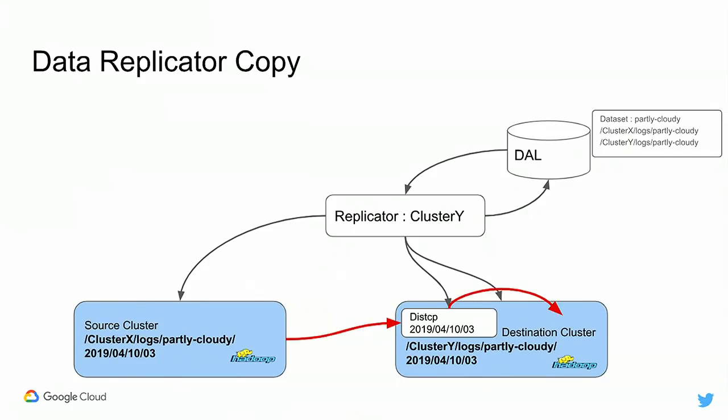So what is the replicator actually doing? A replicator is a long running daemon, which we run on frameworks such as Mesos, so that even if the node goes down, Mesos can automatically start that replicator somewhere else. It's completely stateless. Whenever it starts up, it queries DAL and asks, give me all the configurations which are responsible for a particular destination cluster. So we run one replicator per destination cluster.